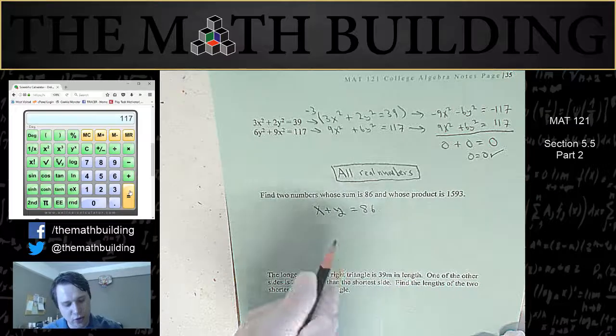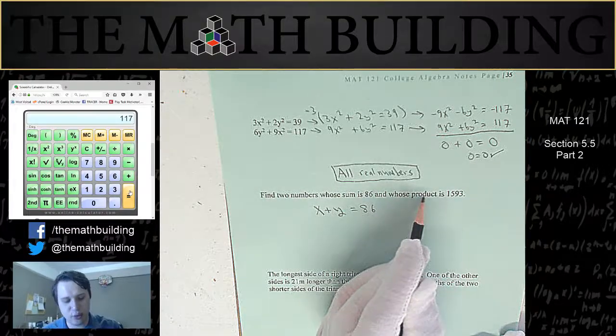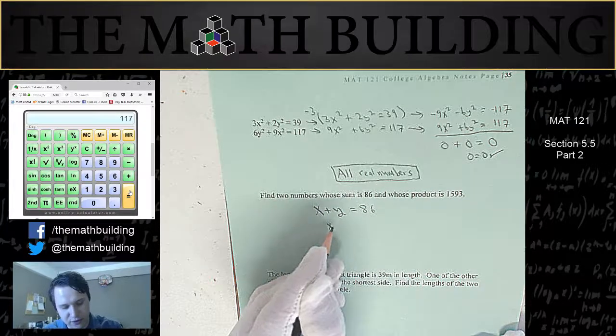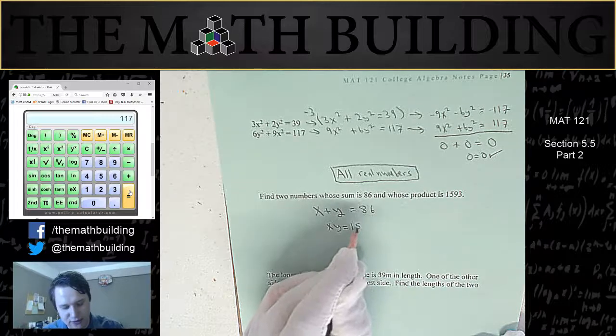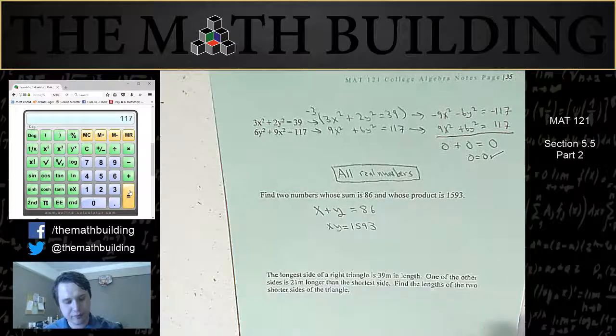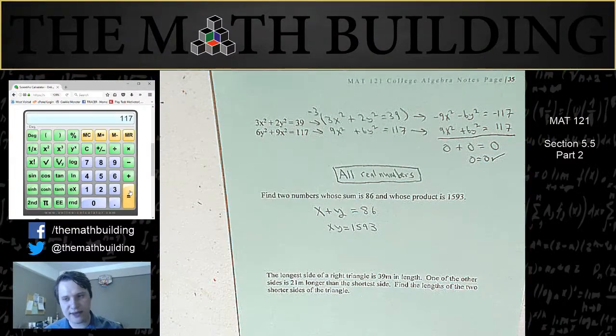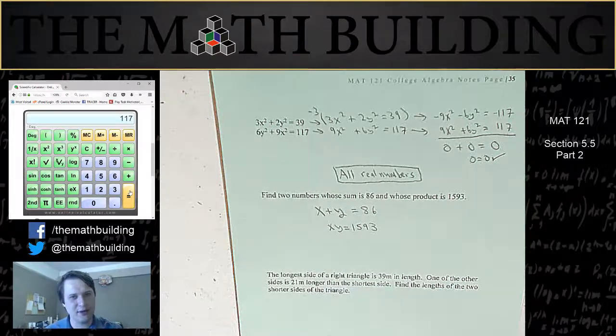Now let's do the product. The product is the answer to a multiplication problem. So this means xy equals 1593. So we need to find two numbers that add up to 86 and multiply together to make 1593. To solve this one, because we have this xy term, I think substitution is the best thing to do.